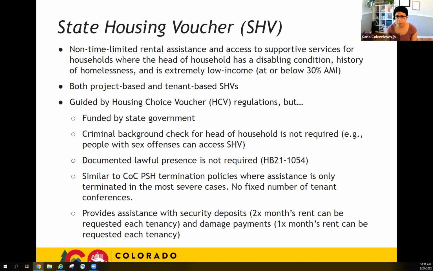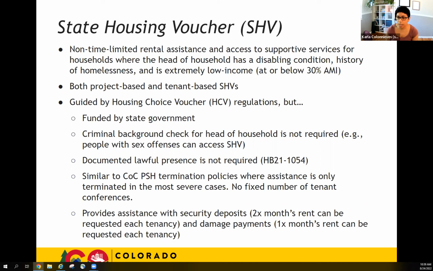The SHV program has both project-based and tenant-based vouchers, and similar to the other rental assistance programs, it is based on the Housing Choice Voucher, or HCV program, with a few key differences. So the SHV program is funded by the state government, which allows us some flexibility in how the program is run. So for example, a criminal background check is not required for the head of household. So we are able to take people with sex offenses, for example.